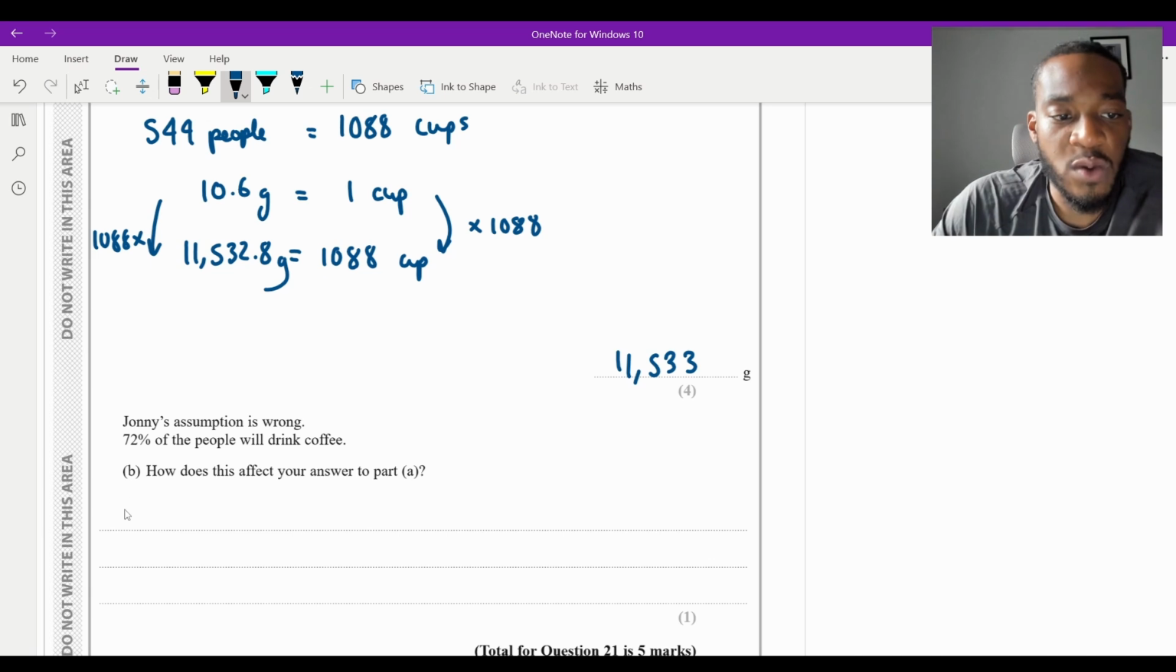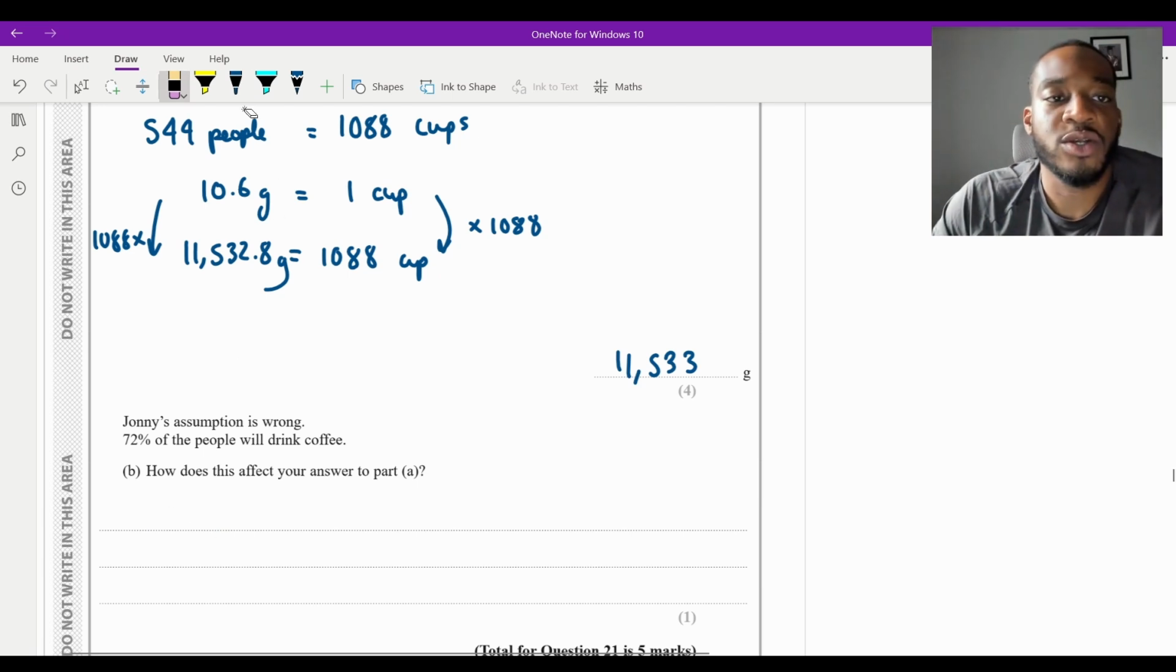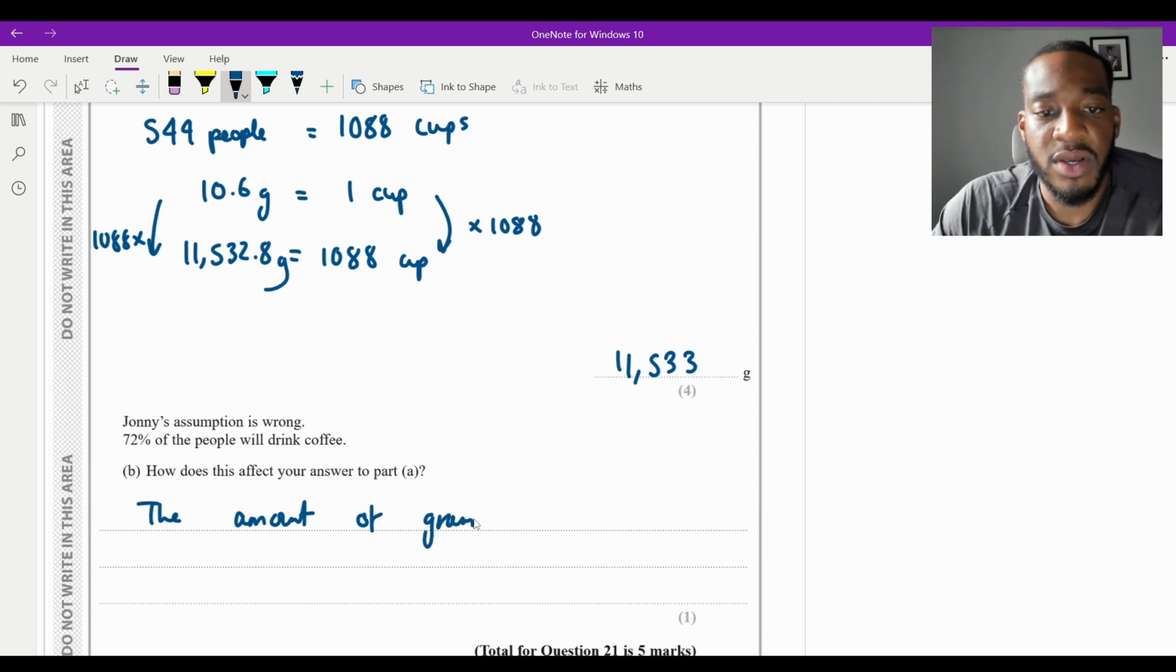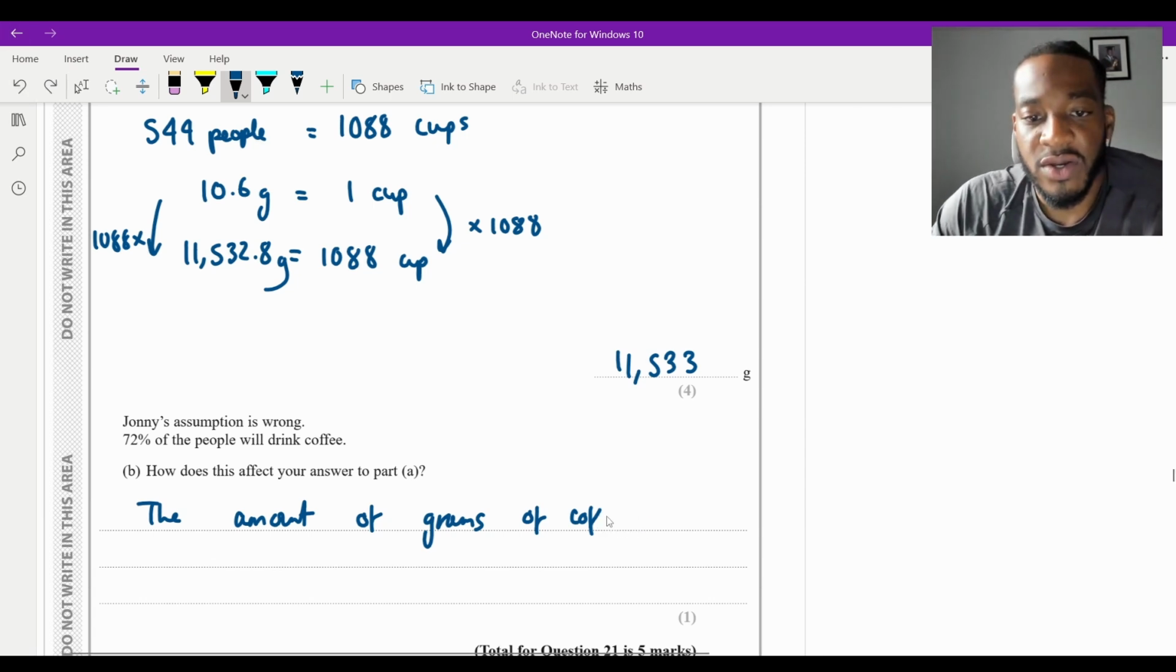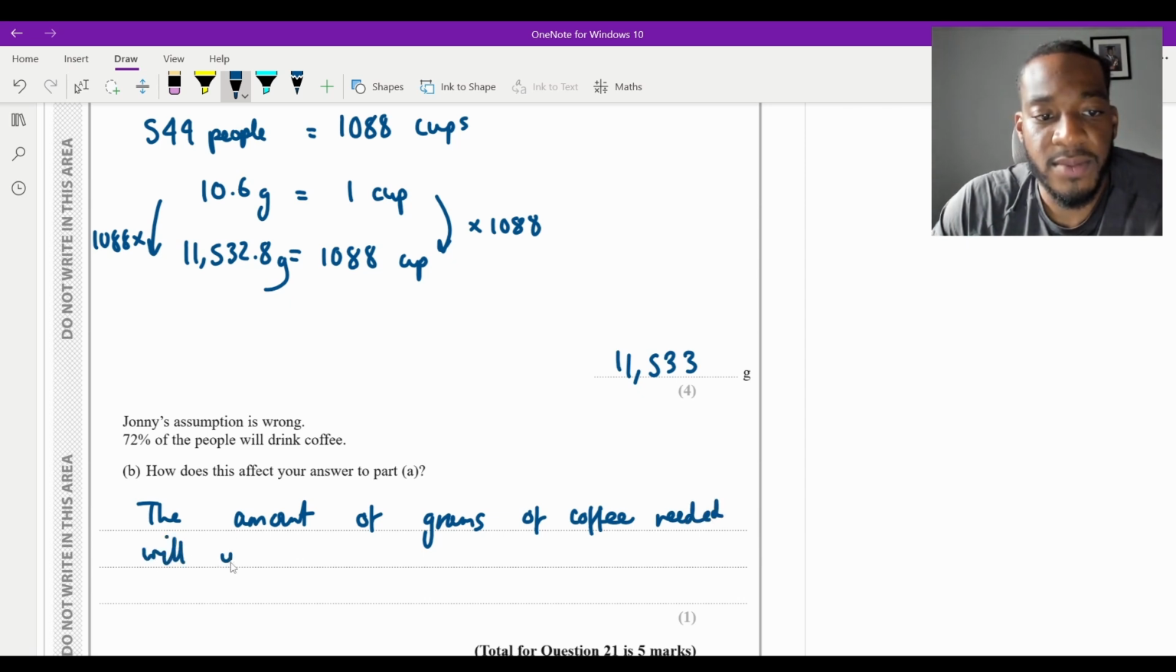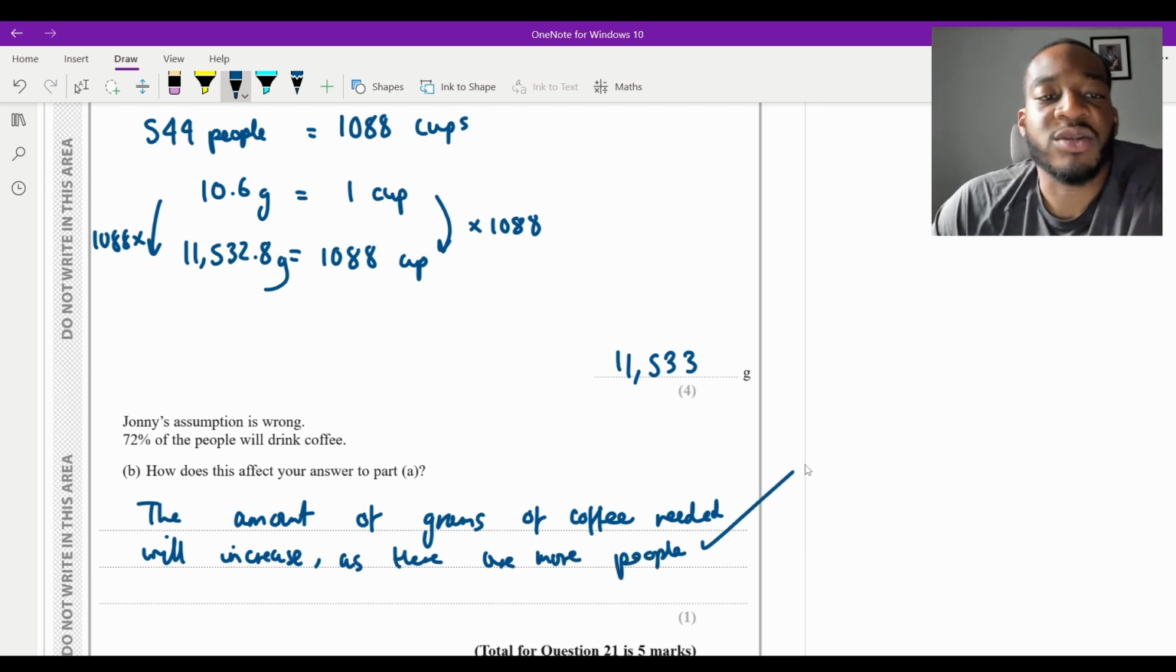So, how would it affect the answer? To be very specific, the answer to part A is the amount of grams. So all you're going to say is the amount of grams of coffee needed will increase as there are more people. And that's it. And that's question 21 finished.